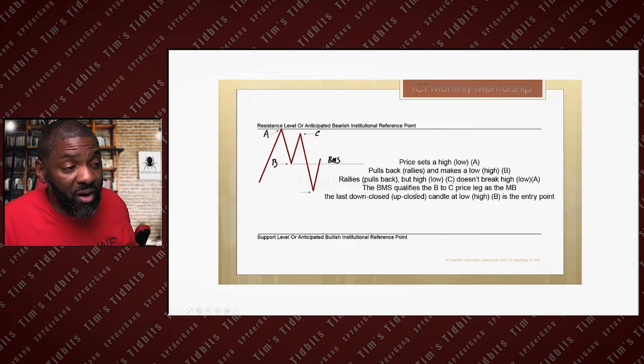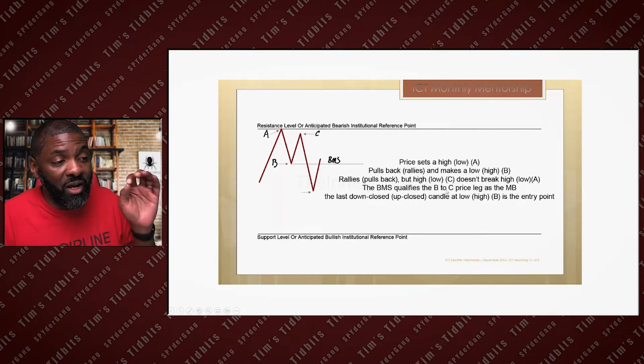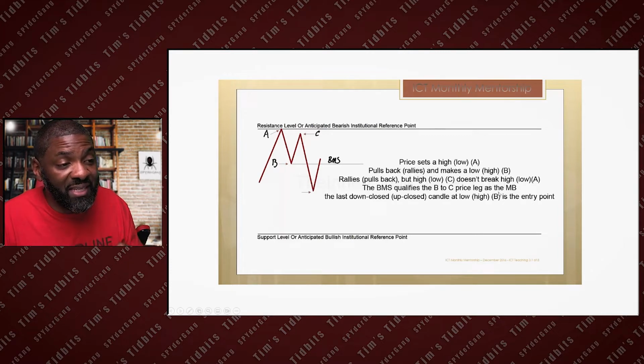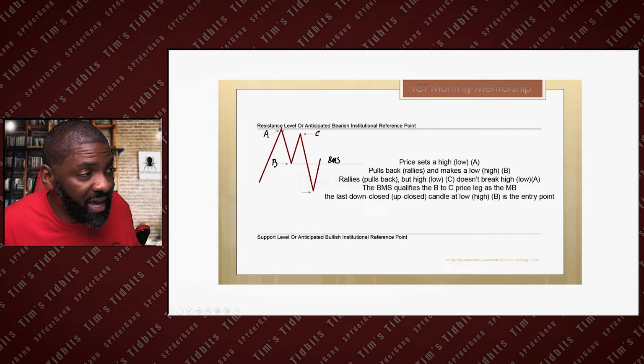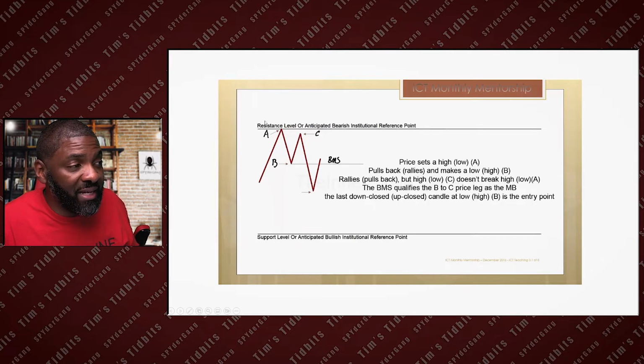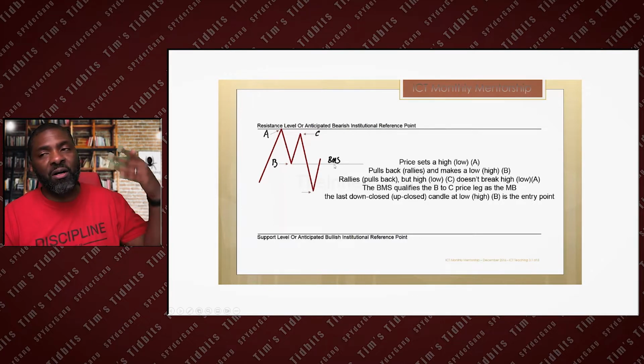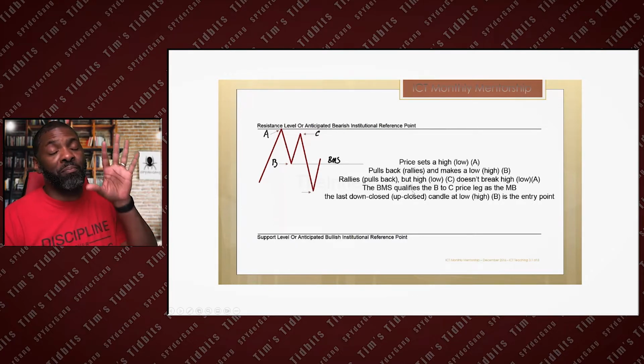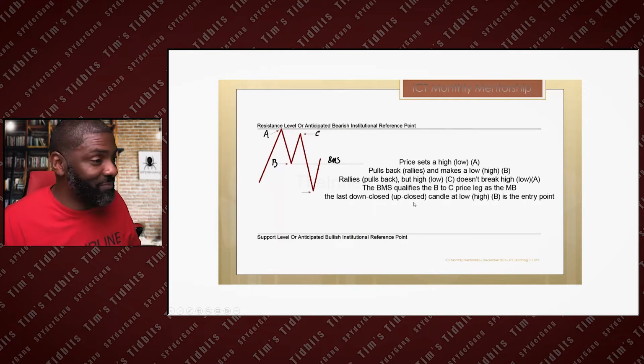Then it has a breaking market structure that qualifies the price leg from B to C as a mitigation block. So you set a high, you make a low. This high does not break that high. Then it has a heavy distribution down and gets a breaking market structure right there. The last down close candle in this instance, or up close for the other way around, that right there is your entry point for the mitigation block. You'll be looking at the last down close candle or up close candle as a mitigation block. I know I probably chewed that up, but let's move on.